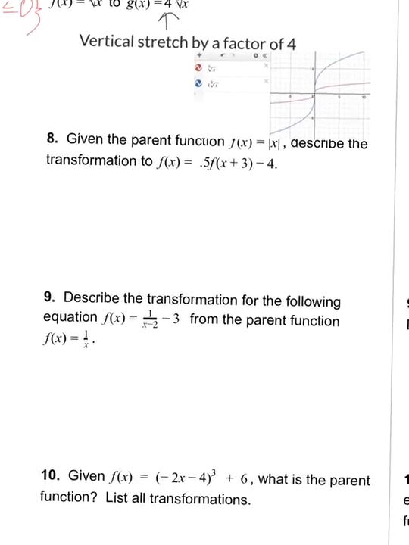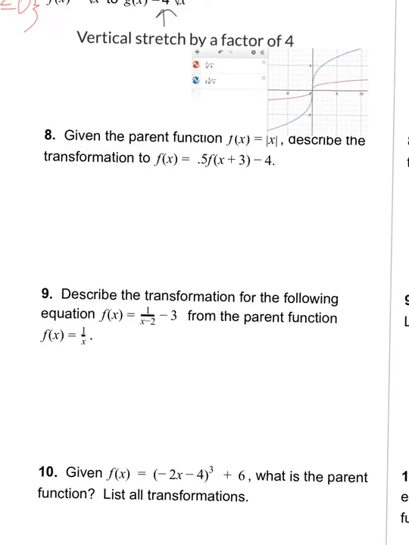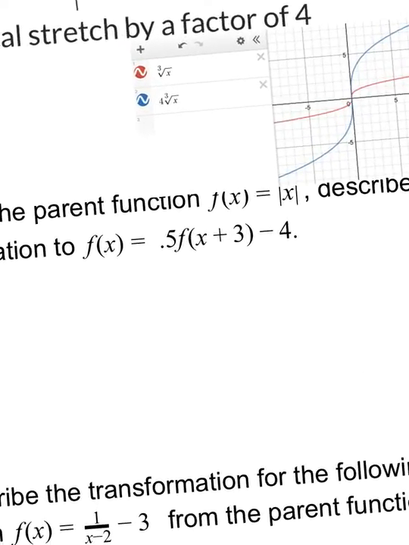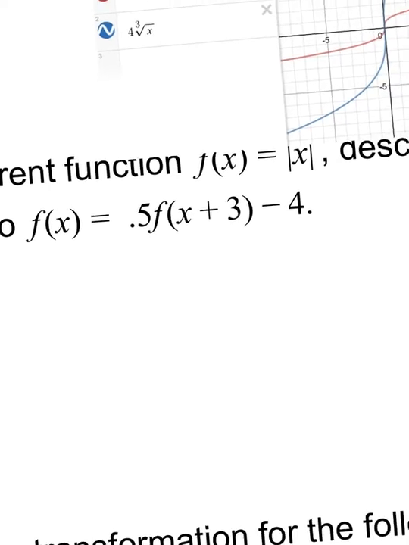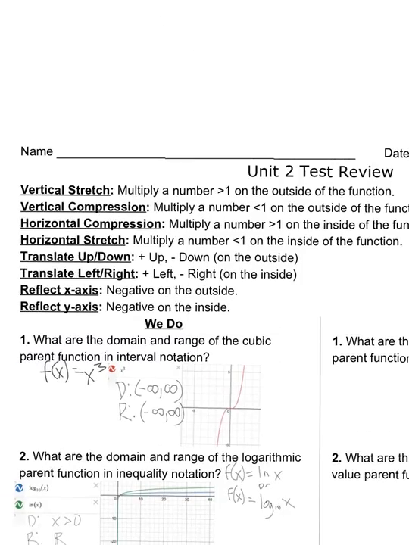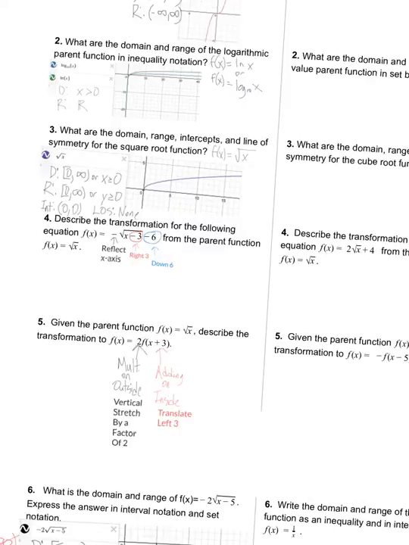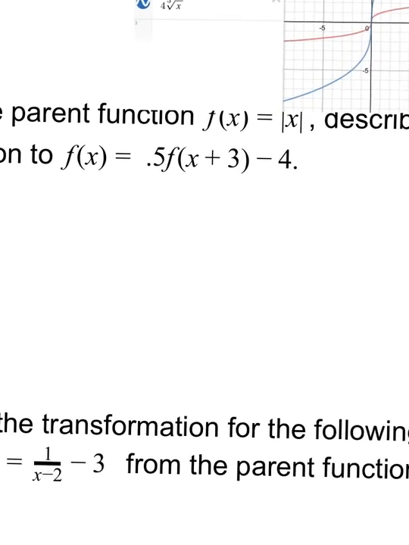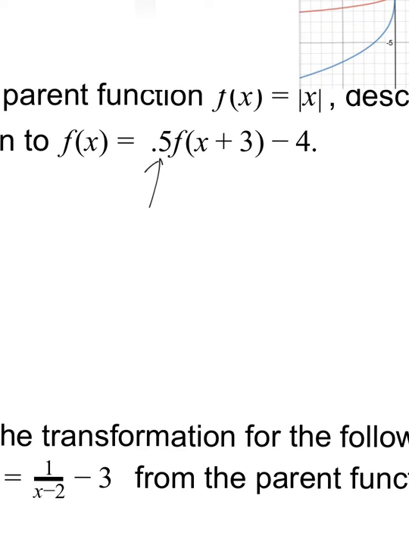All right, number 8. Given the parent function f of x equals the absolute value of x, describe the transformation to, and then this is a 0.5, so that's a fraction. 0.5 is the same thing as 1 over 2. So you have 0.5 times f of x plus 3 minus 4. So what is the 0.5 doing? You are multiplying that because it's written right outside it. And so it is on the outside, but it's less than 1. So that's a vertical compression. And then we've covered all the other stuff, adding and subtracting on the outside. So this is a vertical compression by a factor of 0.5.